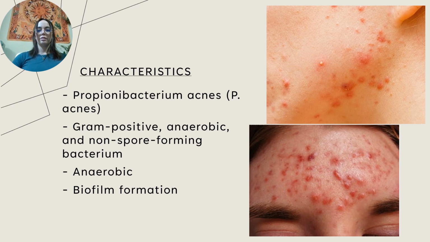So, some physical characteristics about this bacterium: it's called Propionibacterium acnes. It is a gram-positive, anaerobic, and non-spore-forming bacterium. It is relatively small, with a diameter ranging from 0.5 to 1.5 micrometers. The colonies of P. acnes typically appear white or colored when cultured.